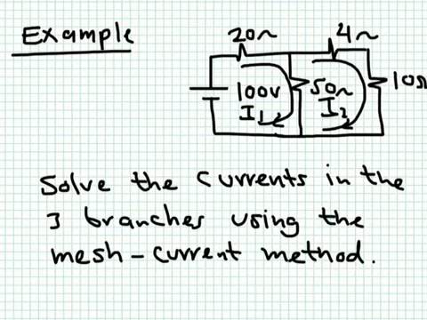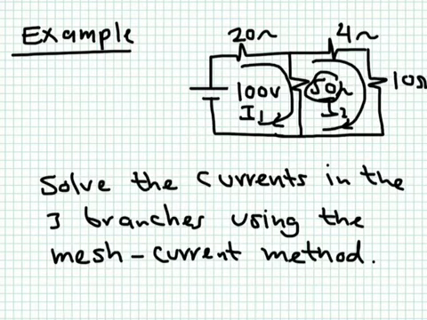Okay, let's consider this example here. We'd like to solve for the currents in this circuit using the mesh current method. And here I have a typo in this example, because the value of this resistor is actually 5 ohm, not 50 ohm. So we take this into account when we start to write our equations.